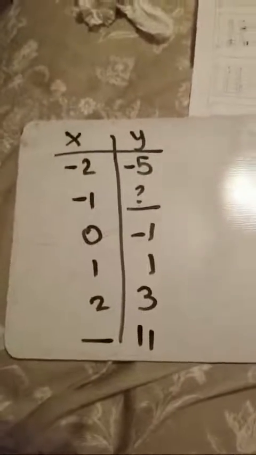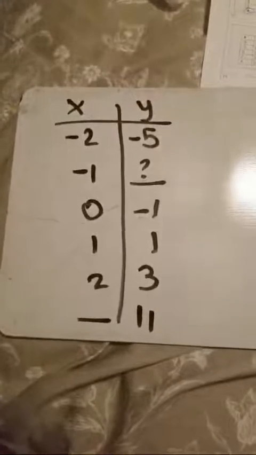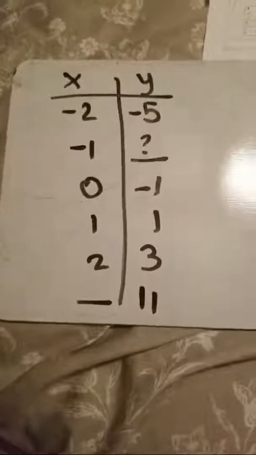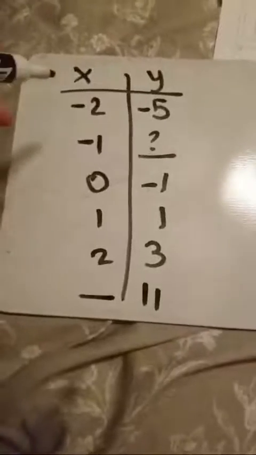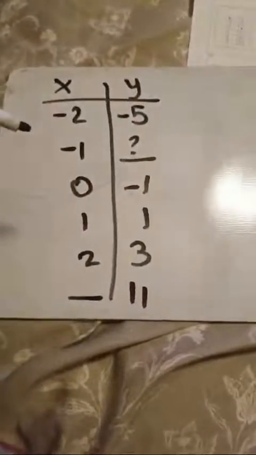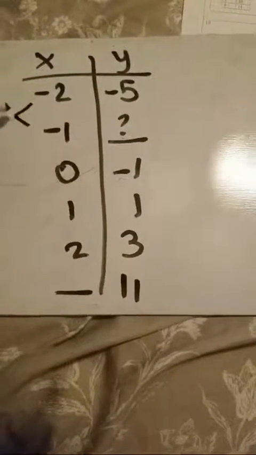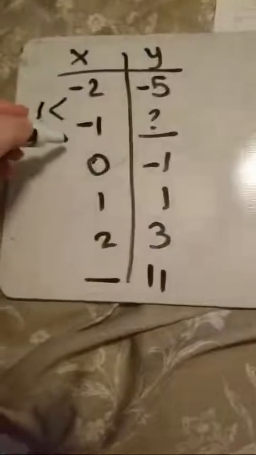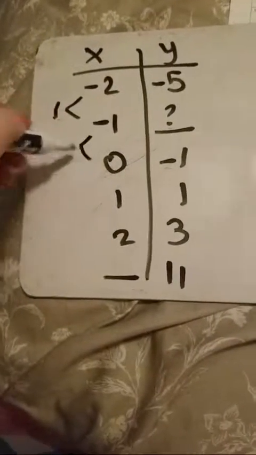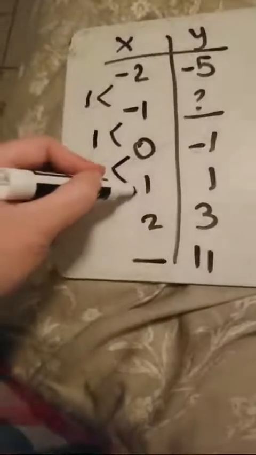All right, so let's do another one. The very first thing we do when we're given a table is look at a constant rate of change. We're going to go all the way down our x's, all the way down our y's, and then we're going to look at our proportional fractions, okay? -2 to -1 is up 1. -1 to 0 is up 1. 0 to 1 is up 1. 1 to 2 is up 1.